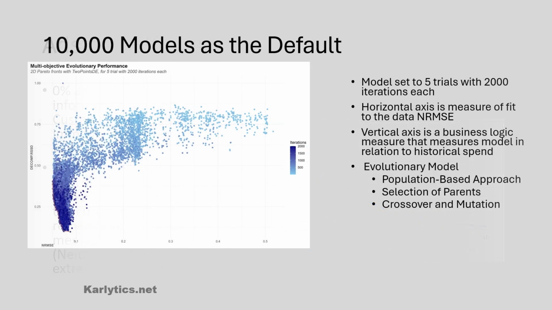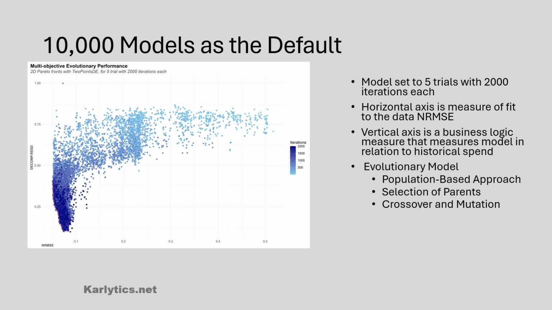Model default is set to 5 trials with 2,000 iterations each. Horizontal axis is a measure of fit to the data, normalized root mean square error. Vertical axis is a business logic measure that measures the model in relation to historical spend. This is the decomp RSSD, and it's short for decomposition root sum of squared distance.